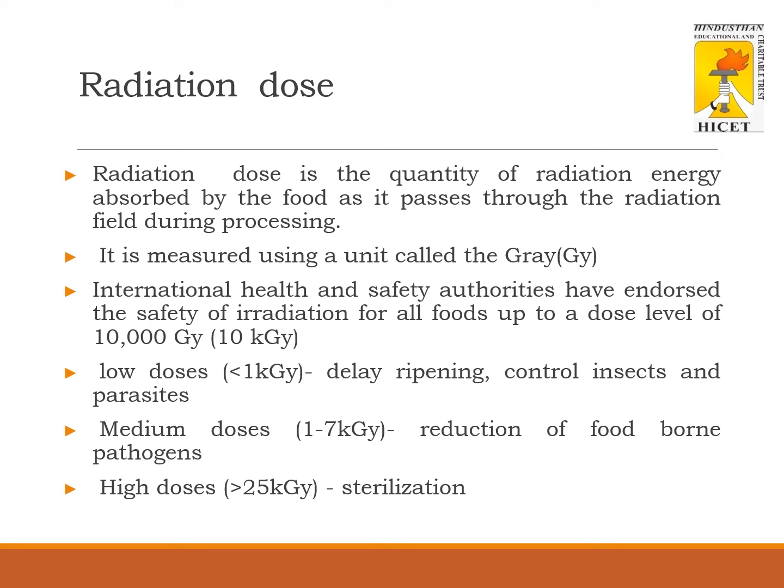Radiation dose. The quantity of radiation energy absorbed during the processing is called radiation dose, which is measured by the unit called gray. The safe level of irradiation is up to 10,000 gray. There are three different zones: low dose, medium dose, and high dose. Less than 1 kilogray can be used for delaying ripening and controlling insects and parasites. Medium dose is used for reduction of foodborne pathogens, and high dose is used for sterilization.